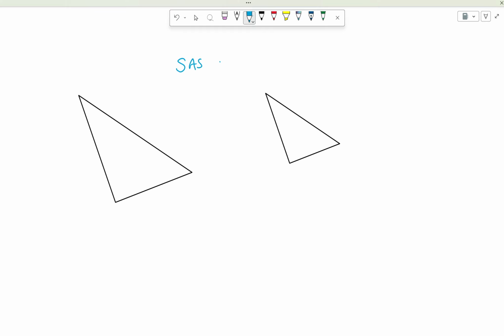Here we go. SAS similarity. And we work like this. I'm going to have triangle XYZ and then triangle MNP. Now, are these similar? I don't know yet. Okay. And here's what I would need to know. First of all, I would need congruent corresponding angles. So we have X and M in this case.